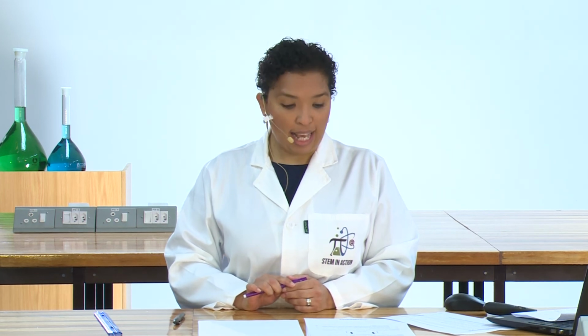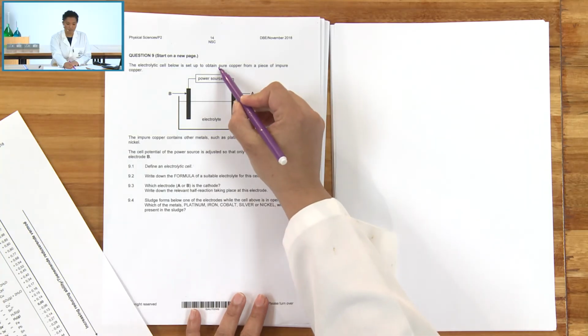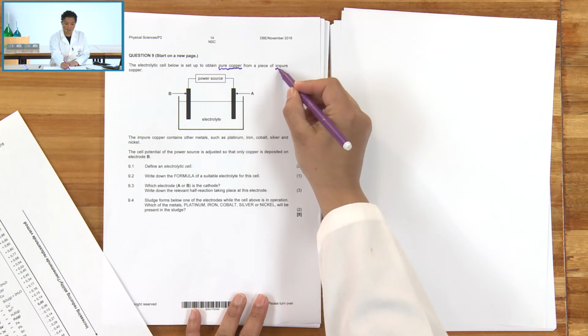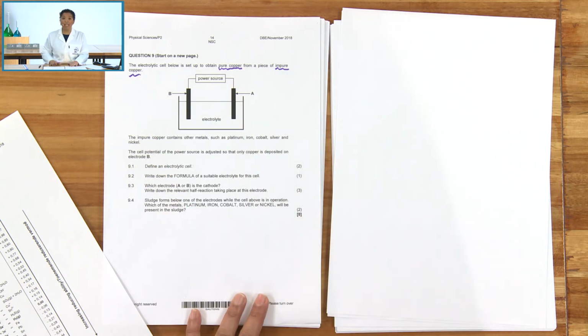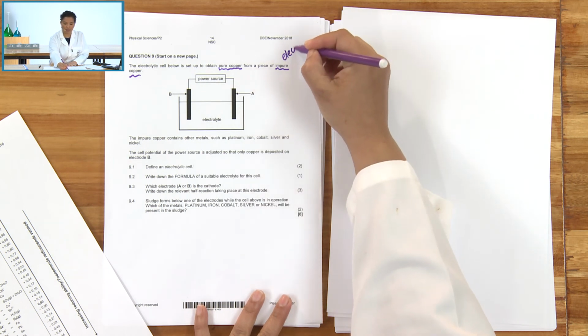So let's have a look at the application of electrolytic cells in a test or an exam. In this case, it's in paper 2, November 2018, and we're looking at question 9. So let's have a look at question 9. The electrolytic cell below is set up to obtain pure copper, so the alarm bells should go off, from a piece of impure copper. So immediately I know it's electrolytic, and we're looking at electro-refining.